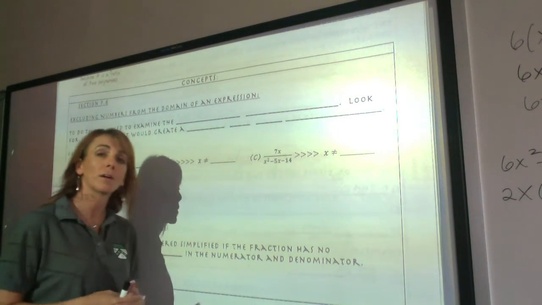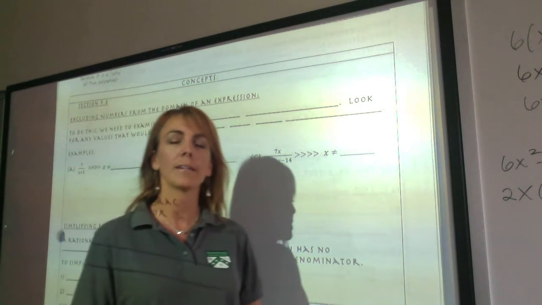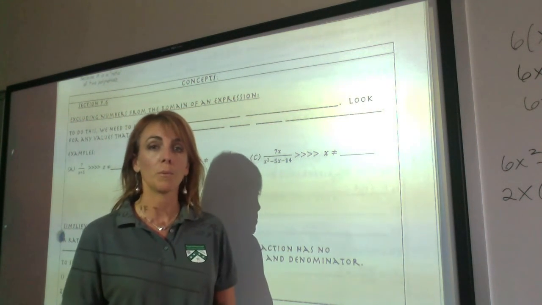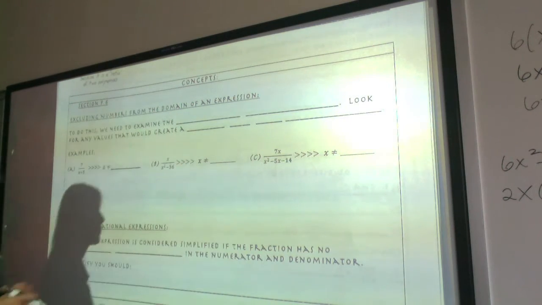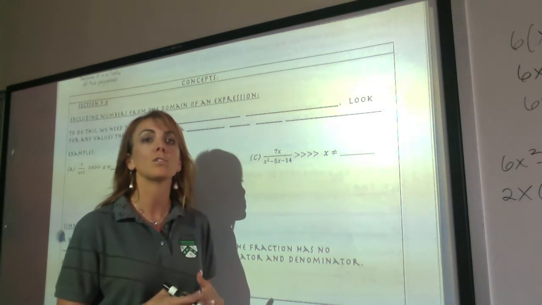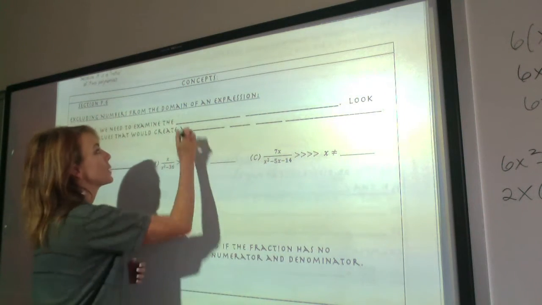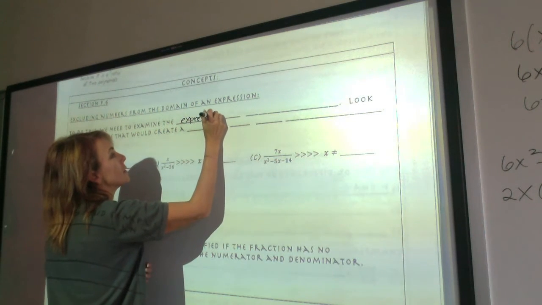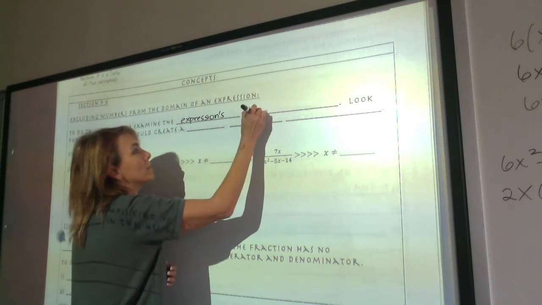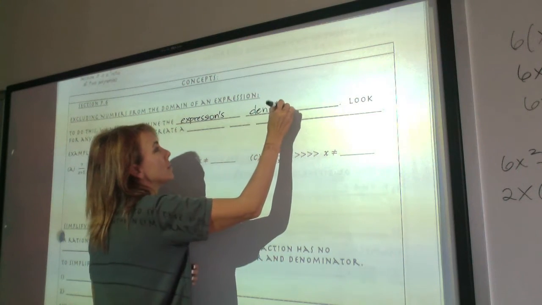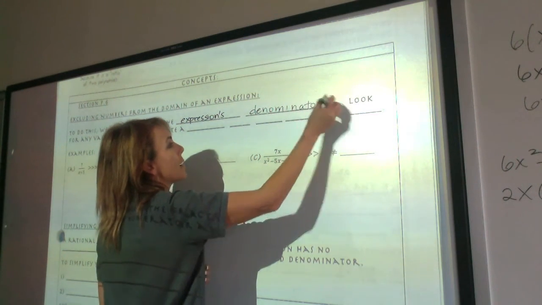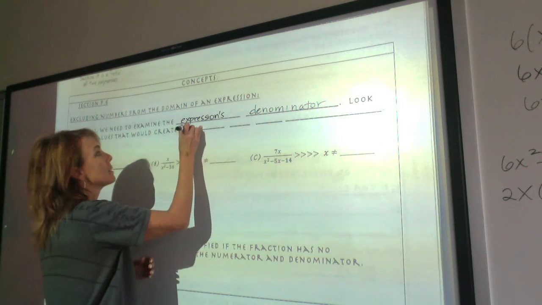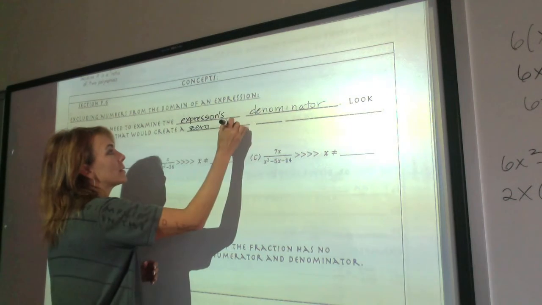So the first thing that we're going to become skilled at is thinking to ourselves about what we would have to exclude from the domain of a rational expression. To do this, we are going to look at or examine the expression's denominator. All right, we're going to look for any value that would create a 0 in the denominator.